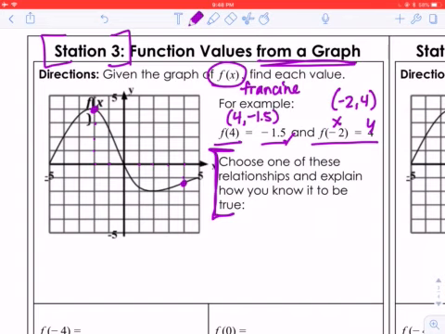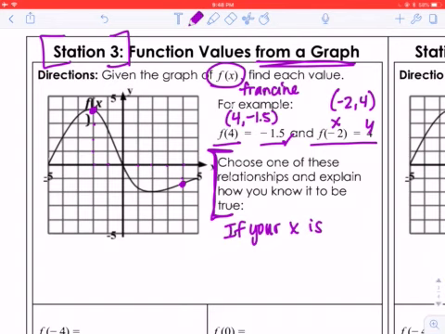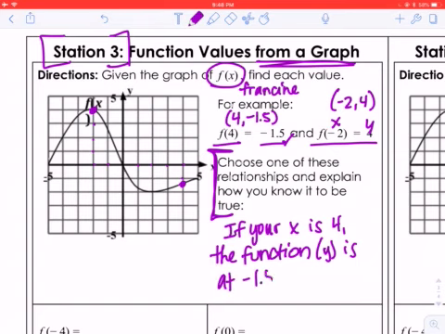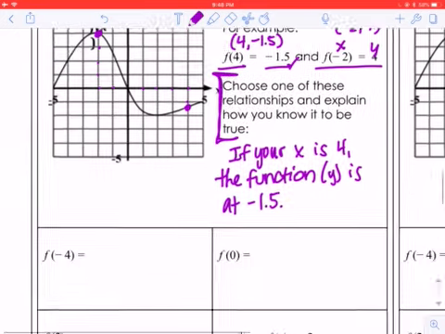If I was doing the first one, I would say if your x is 4, the function or y is at negative 1.5. So if you go over 4, you go down 1.5. That's how it works when they give us a graph.